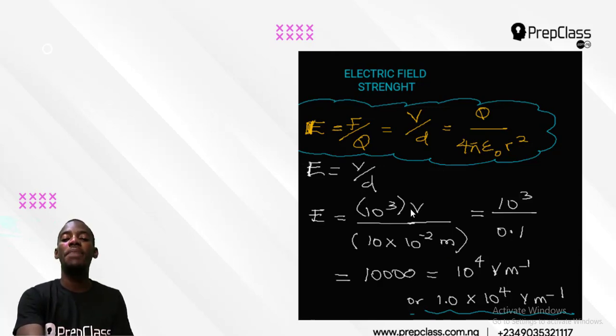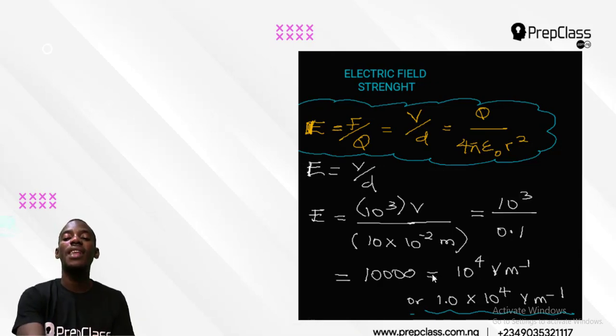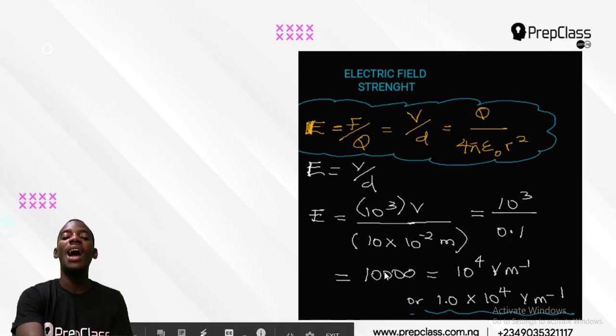So I have my potential difference V as 10 to the power 3, then my distance as 10 times 10 to the power minus 2 in meter, not in centimeter, and that will give me 0.1 below. So I have 10 to the power 3 over 0.1, and that will give me 10,000. You can also put it as 10 to the power 4 volt per meter, because 10,000 has 4 zeros. That is my answer.